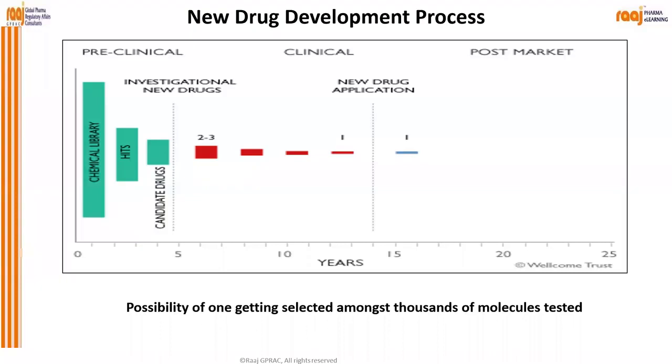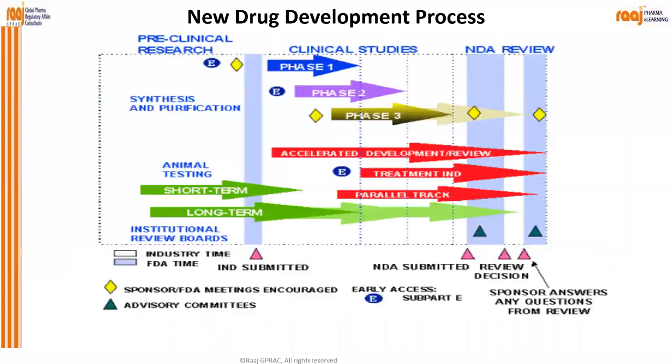And before that, as I said, any NDA has to go through several years. You can see this is the preclinical phase, this is the clinical phase, and this is the post-marketing phase. So just see how many years it takes, and that's how the new drug development process is very costly, and the branded drugs are very costly because of the number of years, number of patients, and money invested into this.